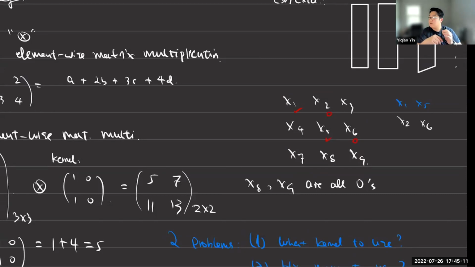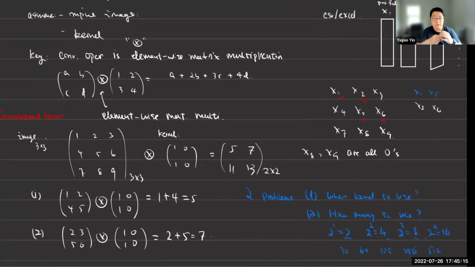All right. Any questions so far about the convolution operation or about the pooling layer? Any questions? Let me check the chat. All right, there's no questions.